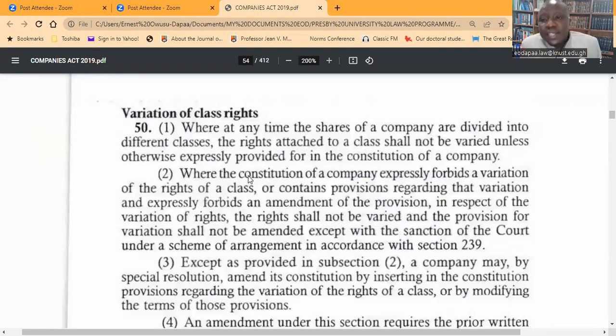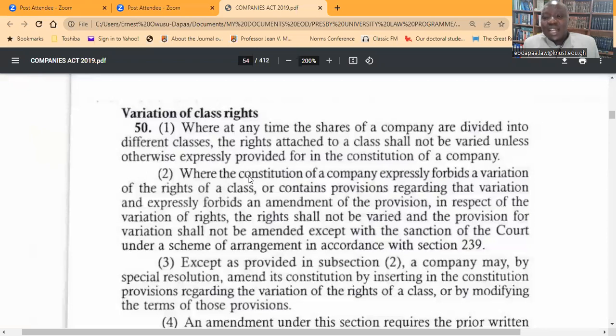You are going to register the company. Let's suppose that you're going to do certain operations, you need some huge amount of money or some other expertise or whatever. And you get some shareholder who says, okay, we are prepared to come on board, but we want special privileges, okay?